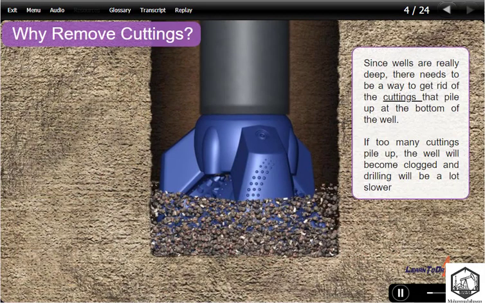Why remove cuttings? Since wells are really deep, there needs to be a way to get rid of the cuttings that pile up at the bottom of the well. If too many cuttings pile up, the well will become clogged and drilling will be a lot slower.